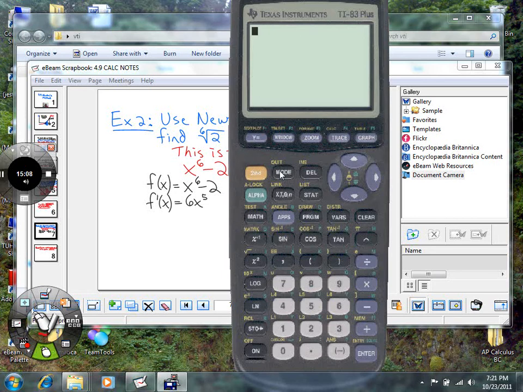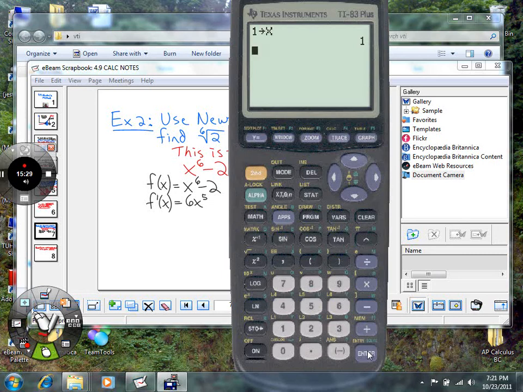The first thing we're going to do is store our initial approximation for x. So whatever that initial guess is, go ahead and let that be x. I'm going to say that we're going to do 1. We're going to store it for x. Just press enter, make sure it's in there good. All right. So then we're going to set up Newton's method.